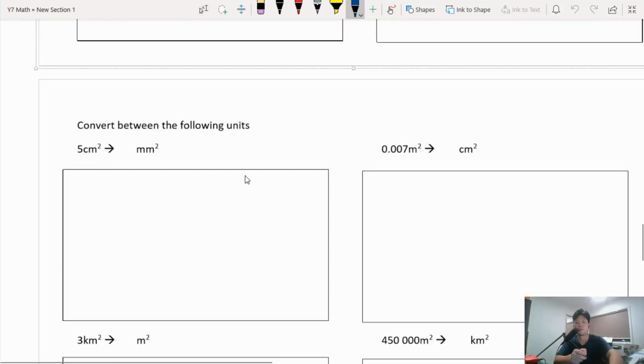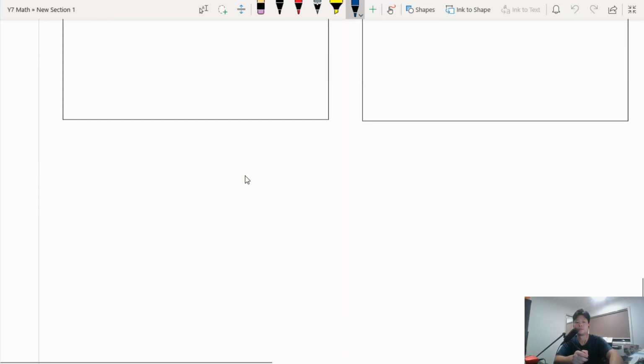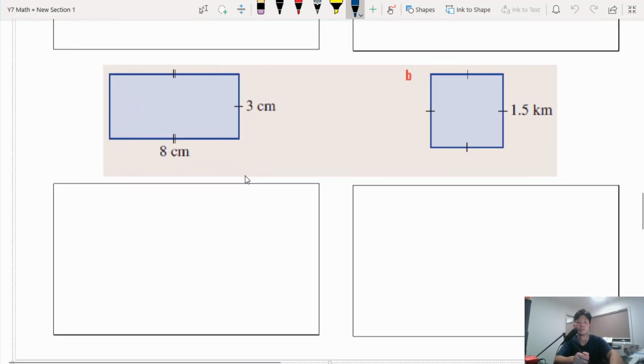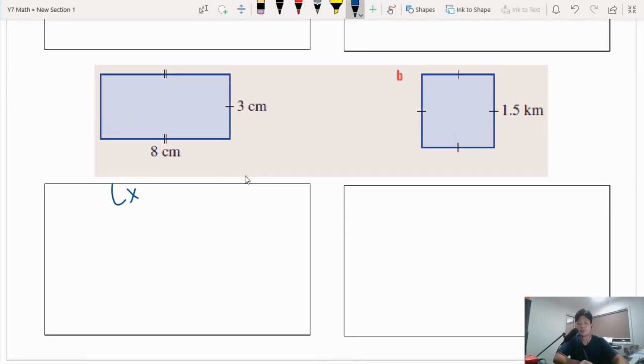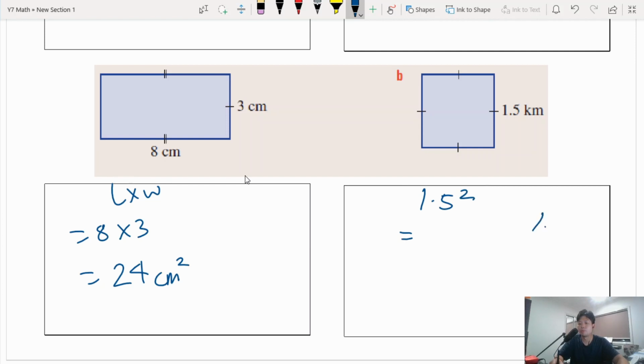Alright, so the formula for that, once again, where'd she go? There she is. Length times width, that gives us 8 times 3. So our final area will be 24 centimeters squared. And this one here, just square 1.5, so that will be 1.5 times 1.5, that gives us 25.